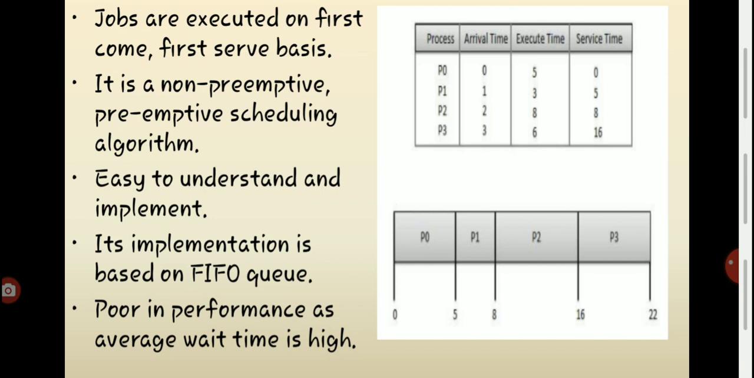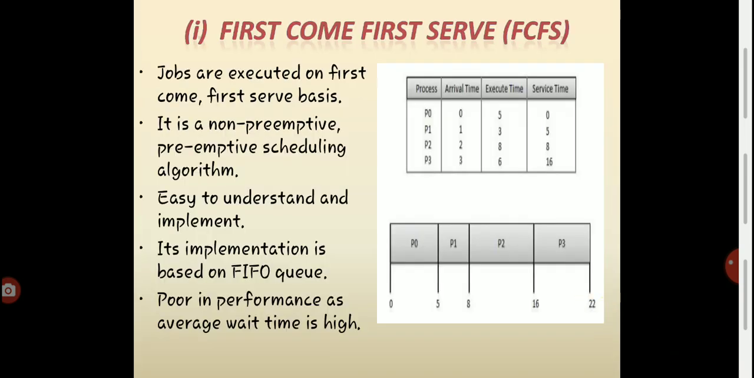This is called first come first serve. It can otherwise be called a first in first out queue. The operating diagram is shown below. See, these are the execution times. P0 is 5, P1 is 3, P2 is 8. I hope you understand. So the next type of algorithm is shortest job first.